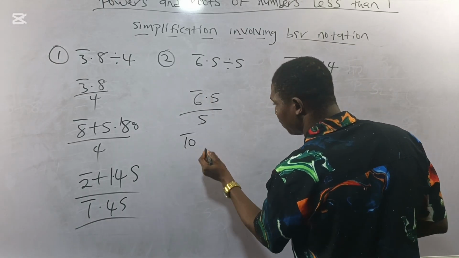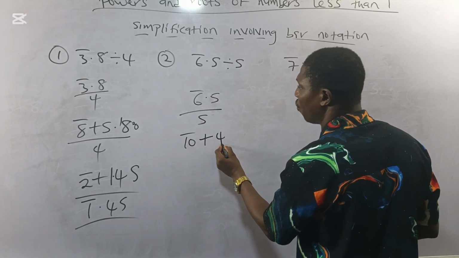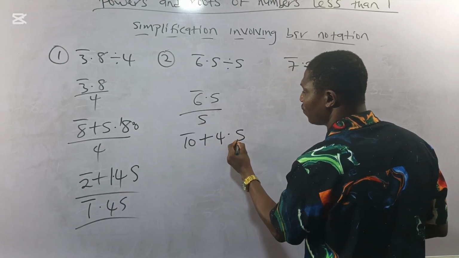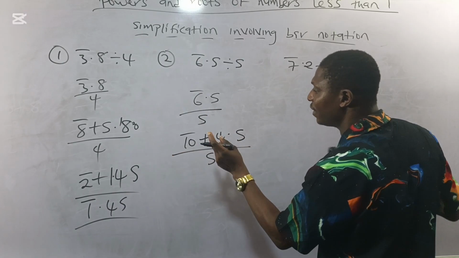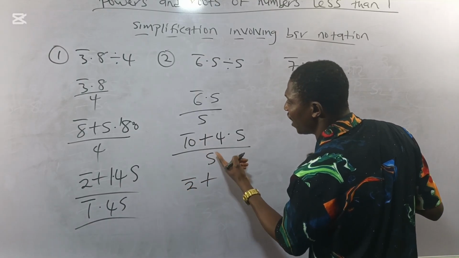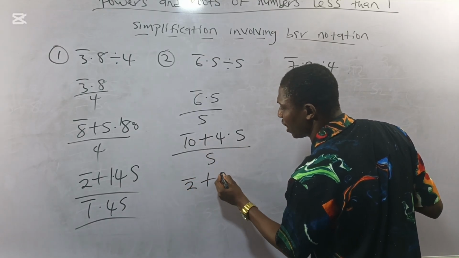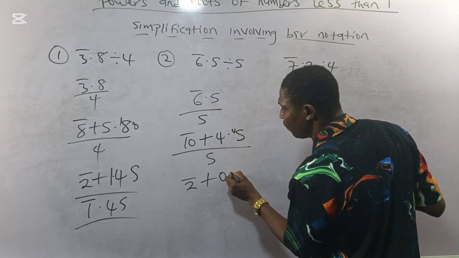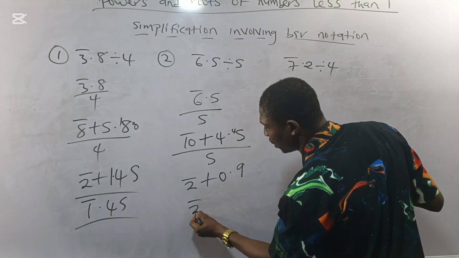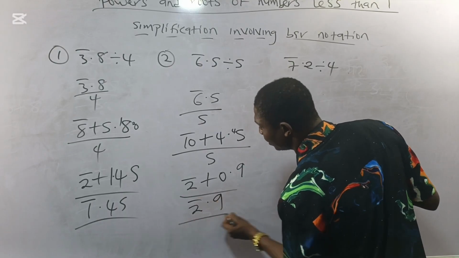Bar 6 is bar 10 plus what? 4. Because minus 10 plus 4 will give you minus 6. I'll put my point to what? 5 all over 5. Now, bar 10 divided by 5 will give me bar 2. Plus 5 into 4 cannot. 0 carry 4. And 5 into 45 will give me 9. Bar 2 plus 0 will give me bar 2. I have my point 9. And this is my answer.